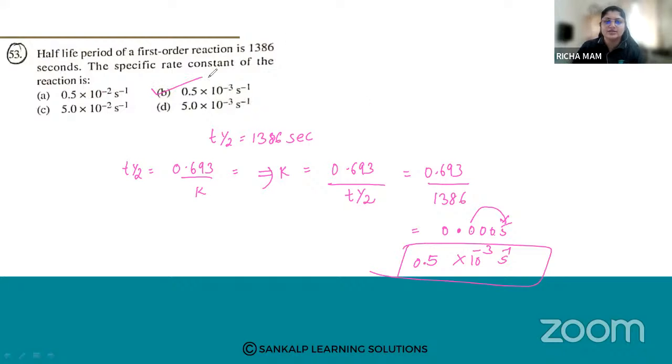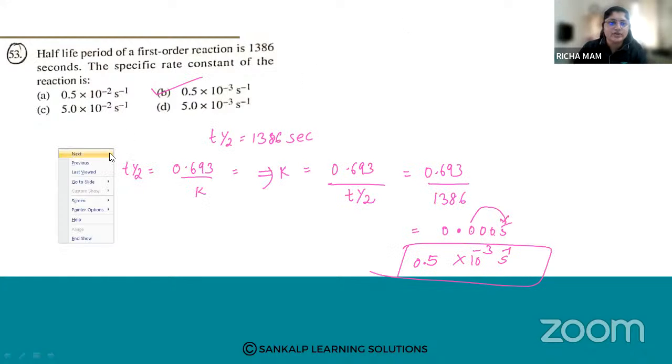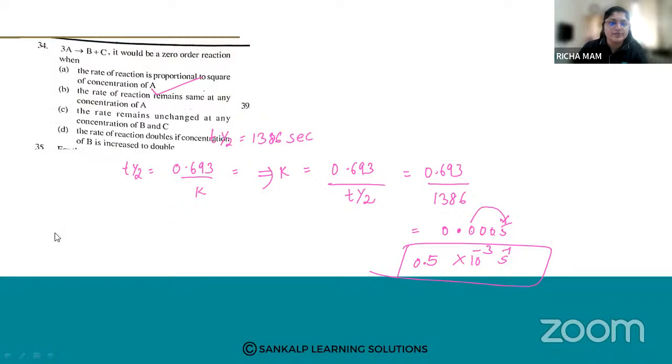Option number B, yes. Tasmia, Sumana, Aishu and Swati, yes, very good. Your answers are right. So like this, everything is given. Very simple question for the half-life period of a first order reaction. Next question.